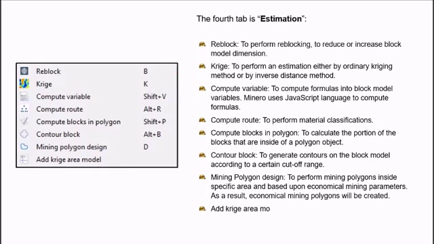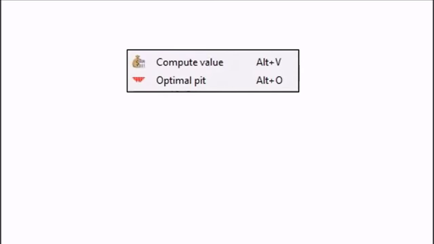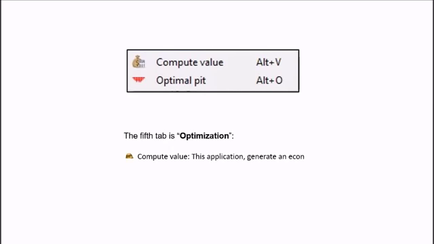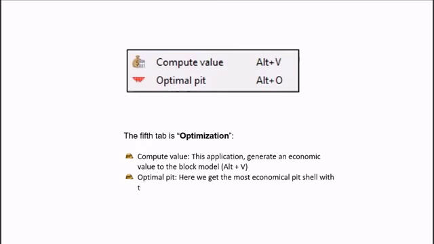Add creek area model. To create new block models inside a polygon area, or clipping area, from the original large block model. The fifth tab is Optimization. Compute value. With this application, generate an economic value for the block model. Optimal pit. Here we get the most economical pit shell with this application.